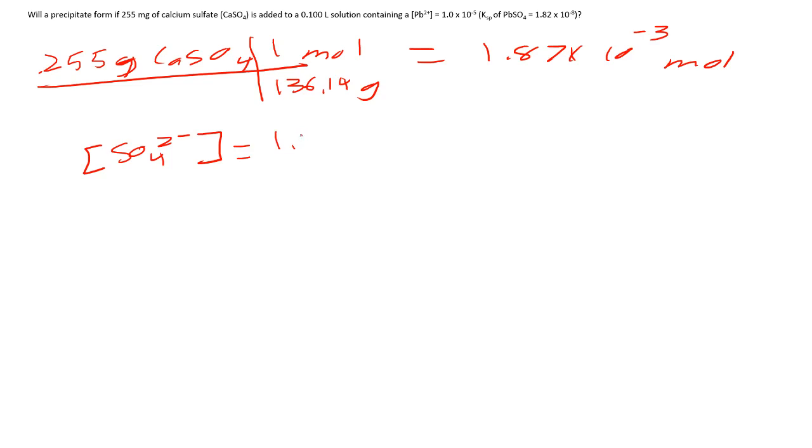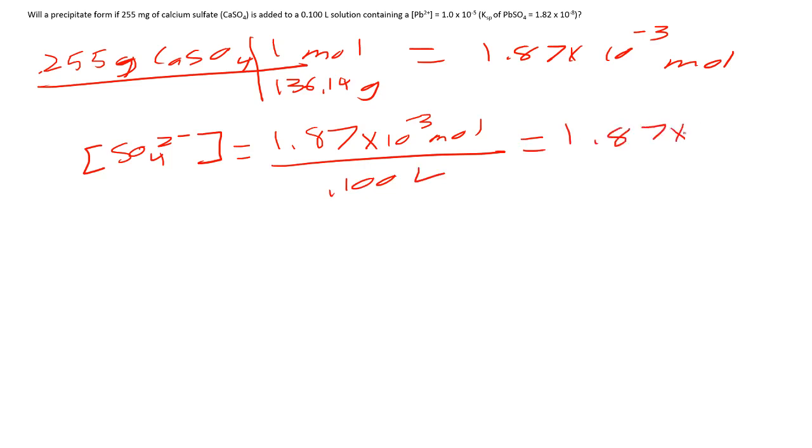Note that if there had been a coefficient, like if there were 2 SO4, then you would have to double the number of moles before doing the concentration. So to find the concentration, we take 1.87 times 10 to the minus 3 moles, and we note that it is dissolved in 100 milliliters, so 0.100 liters. And we get that the concentration is going to be 1.87 times 10 to the minus 2.